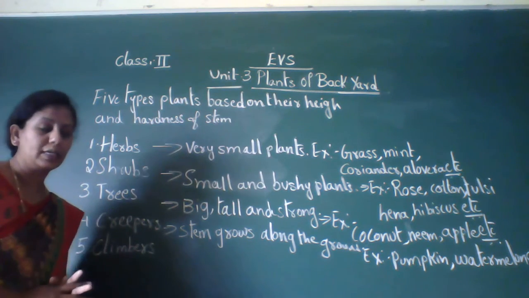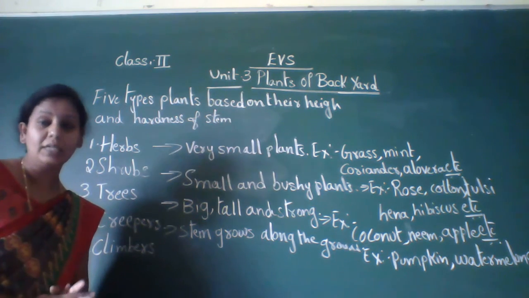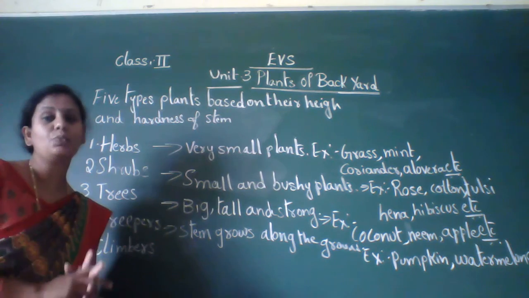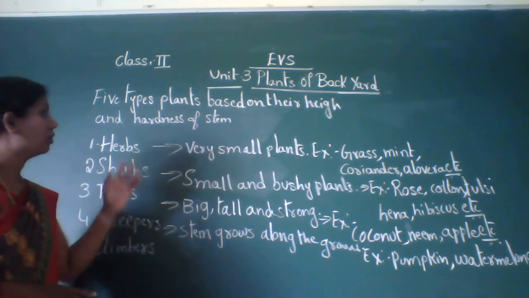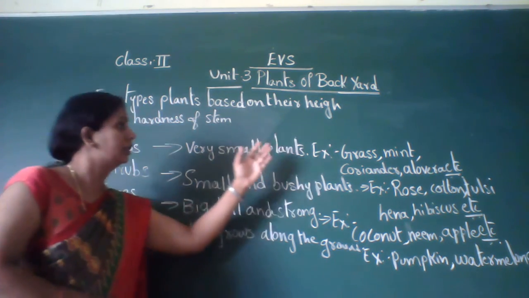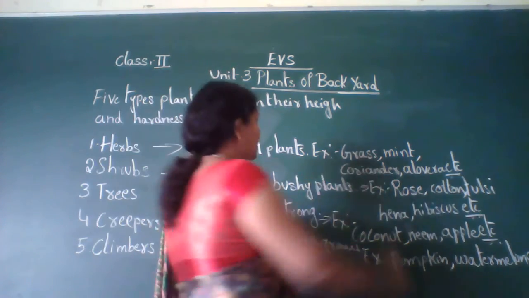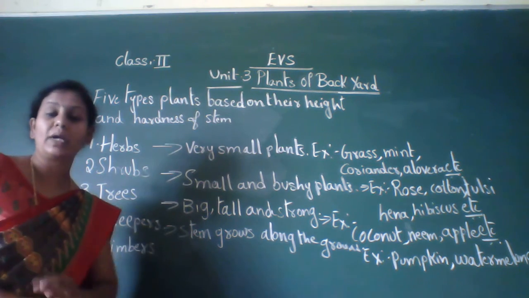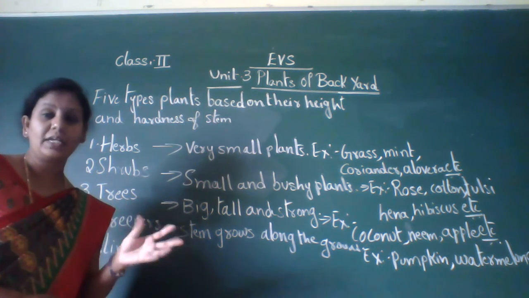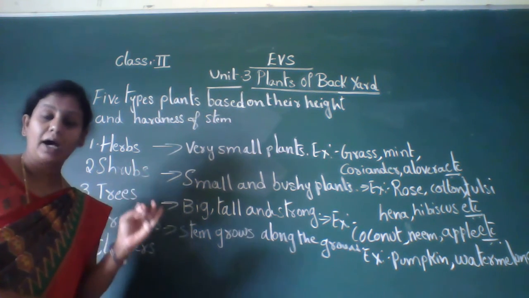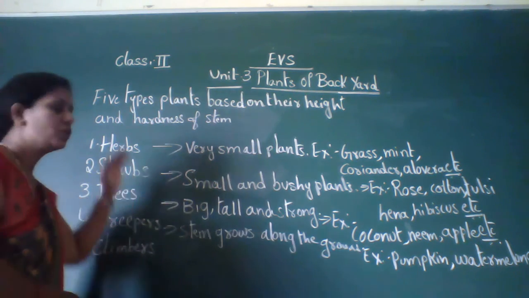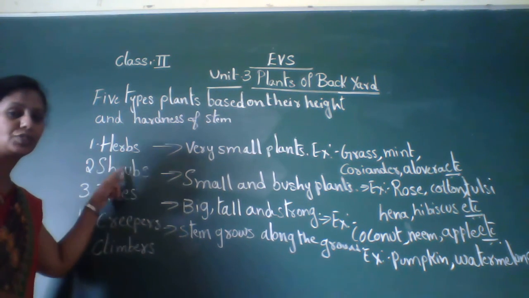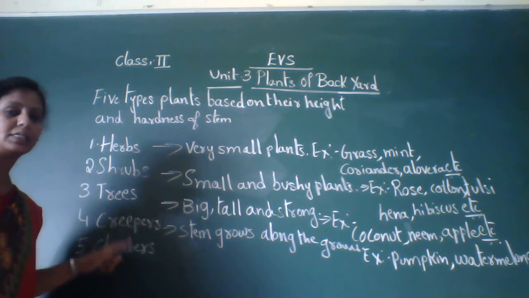So today what did we learn? We learned about the 5 different types of plants, classified on the basis of their height and hardness of the stem. So which are those 5 types? Herbs, shrubs, trees, creepers, climbers.